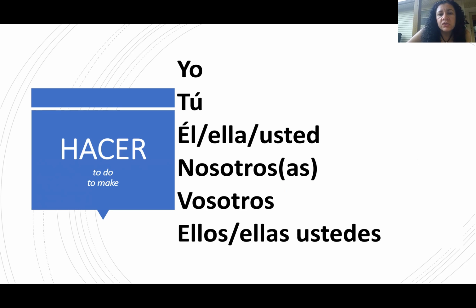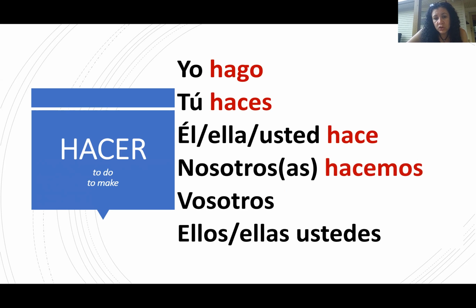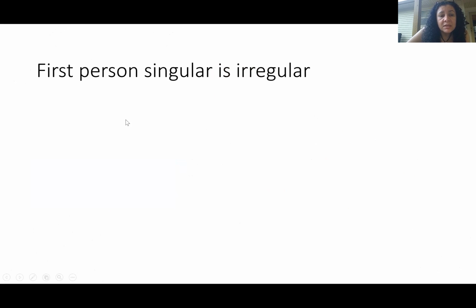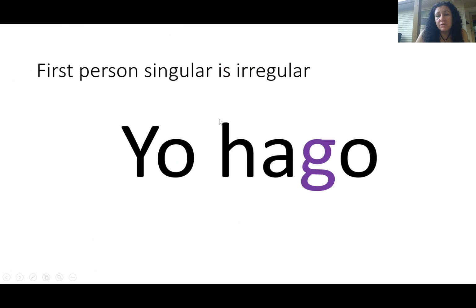Let's see the conjugation. Yo hago, and we see an irregular yo form there. Tú haces, él, ella, usted hace. Nosotros hacemos. Vosotros hacéis. Ellos, ellas, ustedes hacen. ¿Sí? As I said, the first person is irregular. Yo hago. And yes, we have to memorize it that way. Remember, yo tengo. Here you have one that is similar. Yo tengo, and here yo hago.